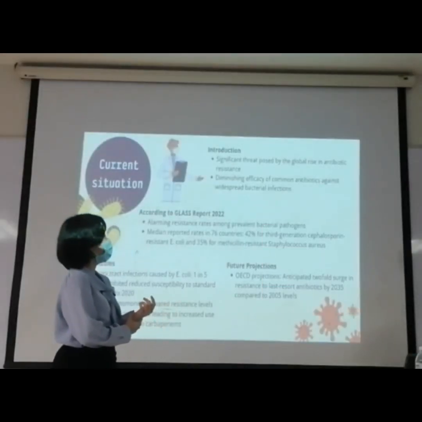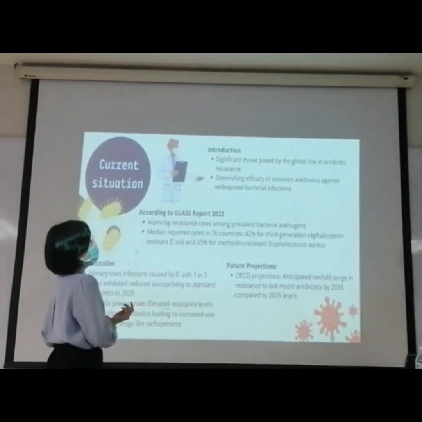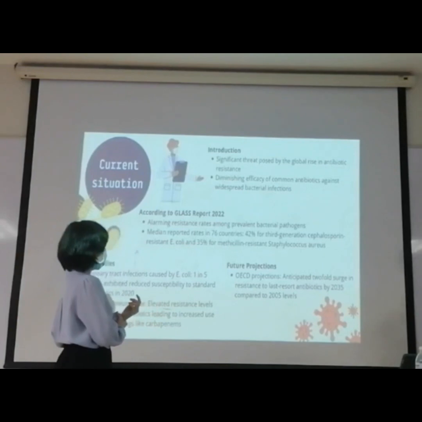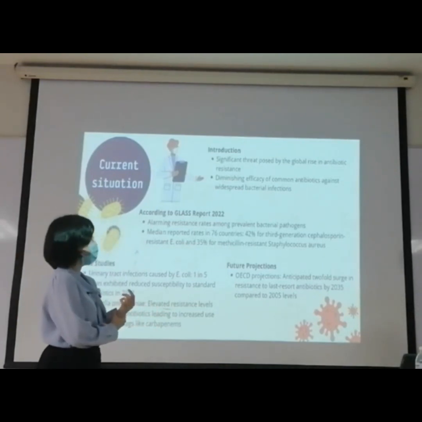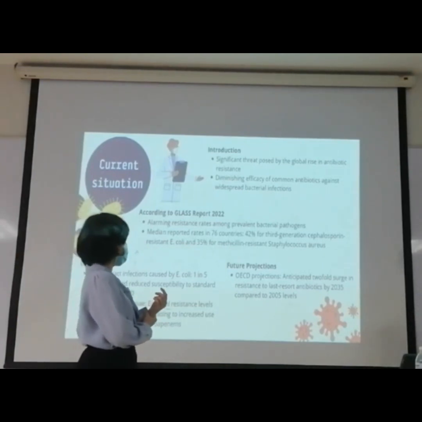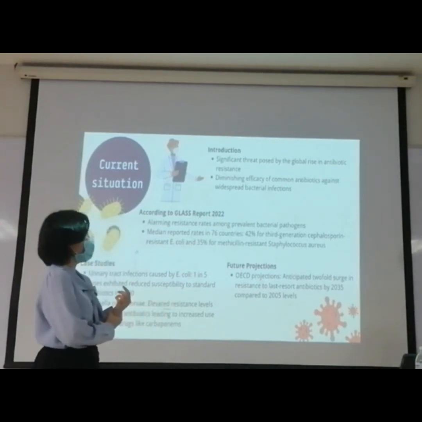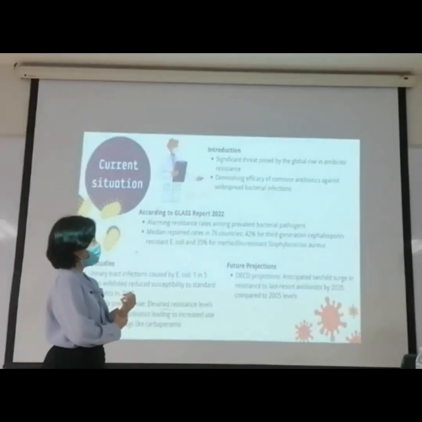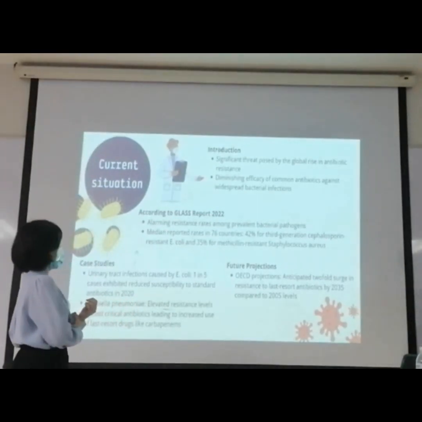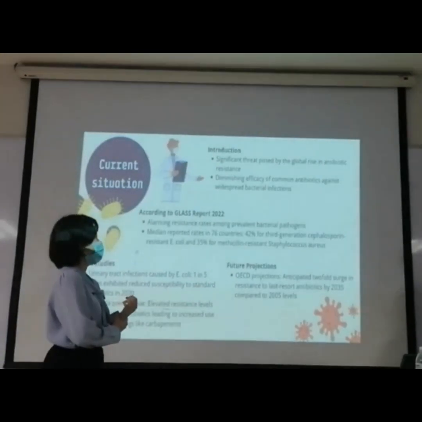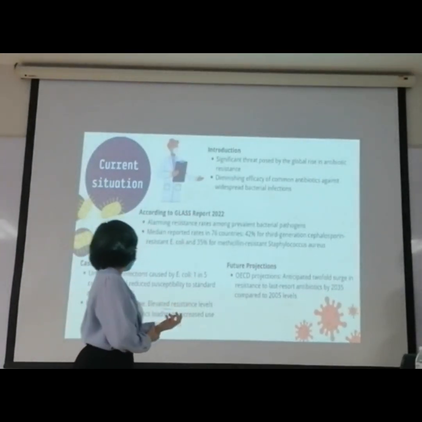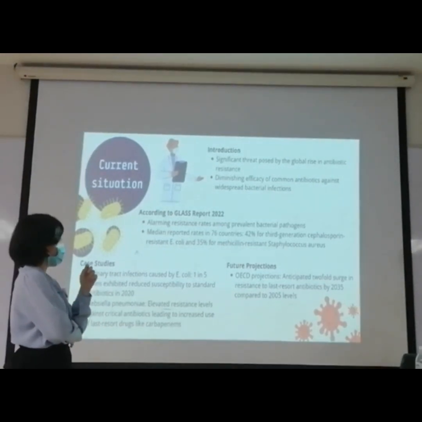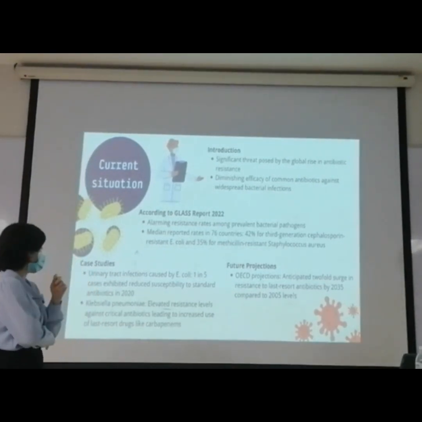As we address a critical issue, antibiotic resistance is a threat that affects us all, transcending borders and demographics. According to the GLASS report 2022, there are alarming resistance rates as bacterial pathogens become resistant to common antibiotics. In 75 countries, third-generation cephalosporin resistant E. coli stands at a staggering 42%. Methicillin-resistant Staphylococcus aureus shows a 35% resistance rate.